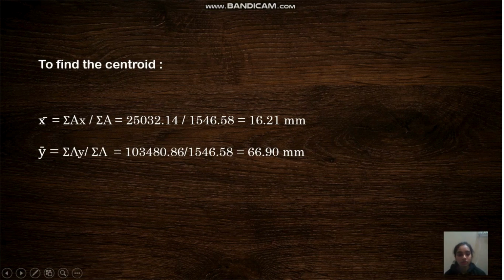Now let's find out the centroid of the figure. First we are going to calculate x bar, which is equal to summation of AX divided by summation of A, which is equal to 25,032.14 divided by 1546.58. We get 16.21 millimeter. Y bar is equal to summation of AY divided by summation of A, which is equal to 1,34,080.86 divided by 1546.58. We get 66.90 millimeter. So we get x bar is equal to 16.21 and y bar is equal to 66.90. This is the answer.